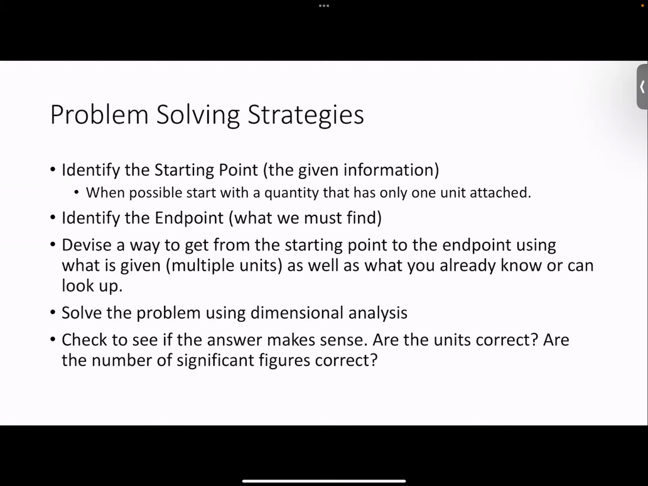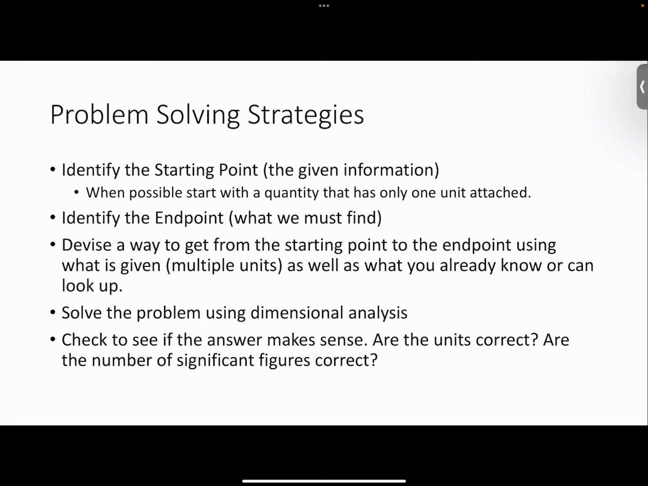As we go through this, I am going to try and help you figure out, where do I go? What do I look for? How can I figure out what conversion factors I need? What equalities do I need? That's one of the things I will discuss. Then we solve the problem using dimensional analysis, meaning we pay attention to the units. The units are used to perform the conversion.